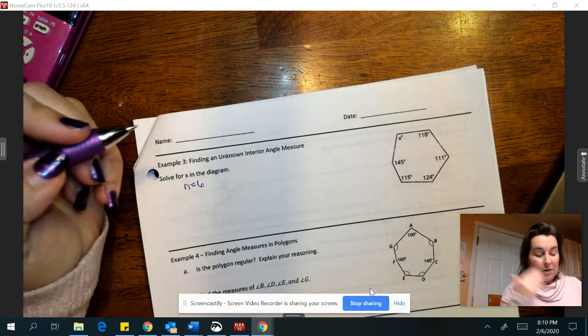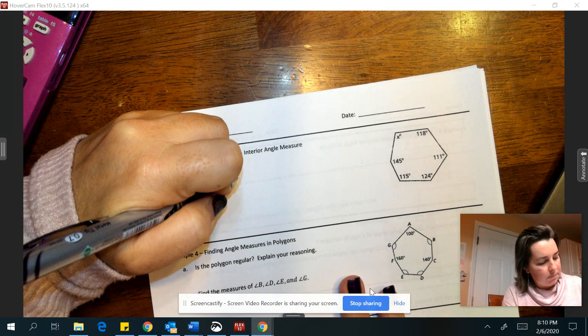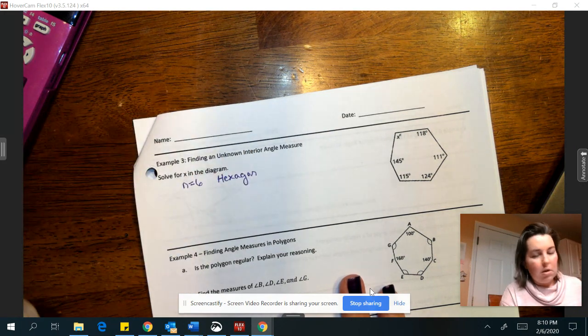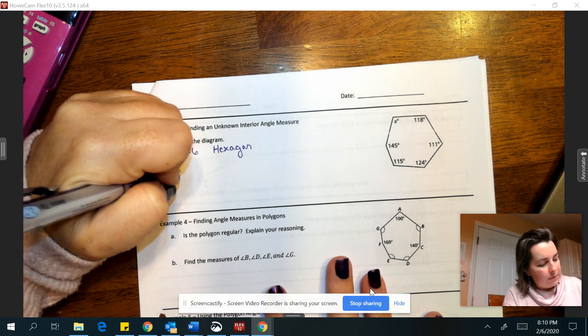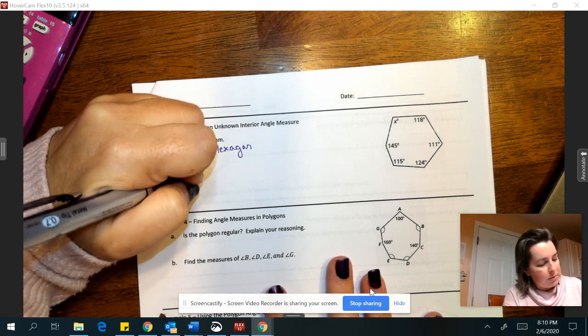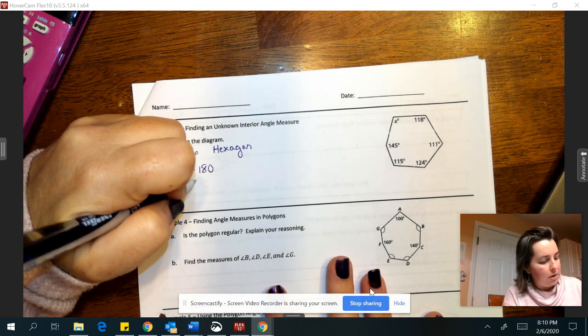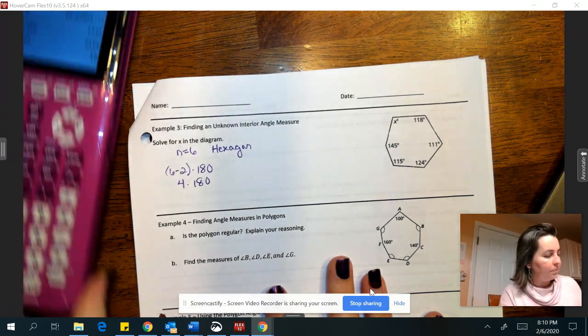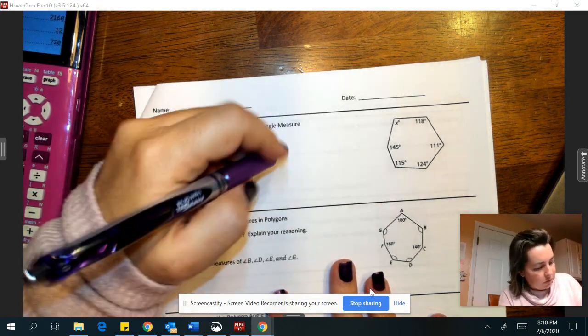And then you might want to just get in the habit: 6-sided is called a hexagon. Okay. So putting 6 into the formula, we'll have 6 minus 2 times 180, which will be 4 times 180. 4 times 180 is 720.